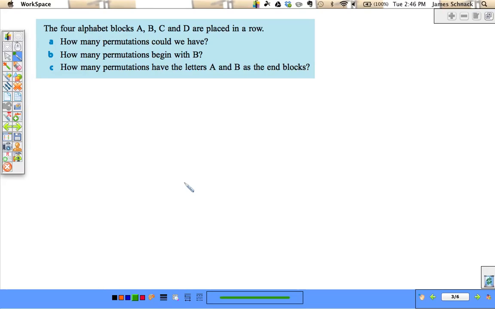So here we have 4 alphabet blocks, A, B, C, and D. We're placing them in a row. How many permutations could we have? Okay, there are 4 spots to fill. That's 5. I can count, I promise. So 4 spots to fill. There are 4 blocks to go in the first spot, 3 to go in the second, 2 in the third, and there's only 1 block left over at the end. So this is a total of 24 ways. 24 different orders we could put these in.